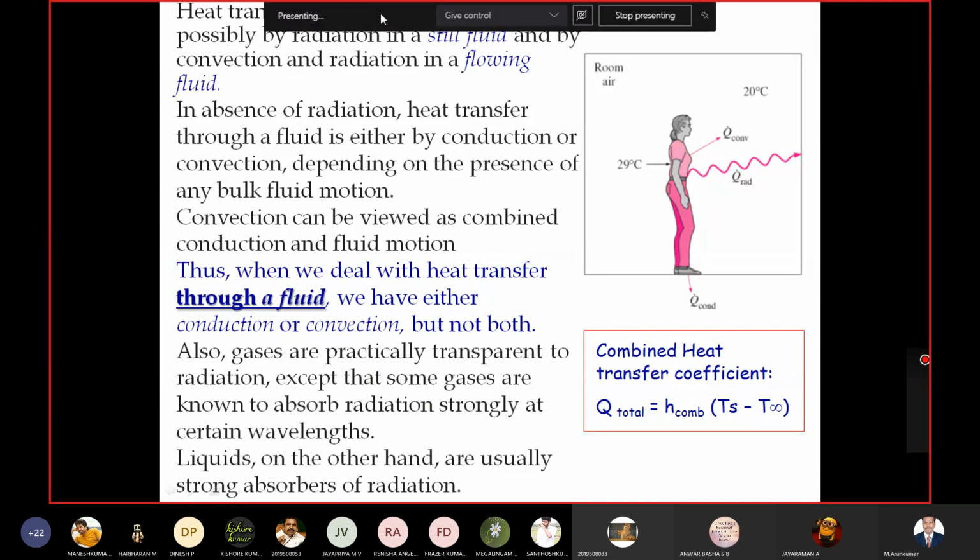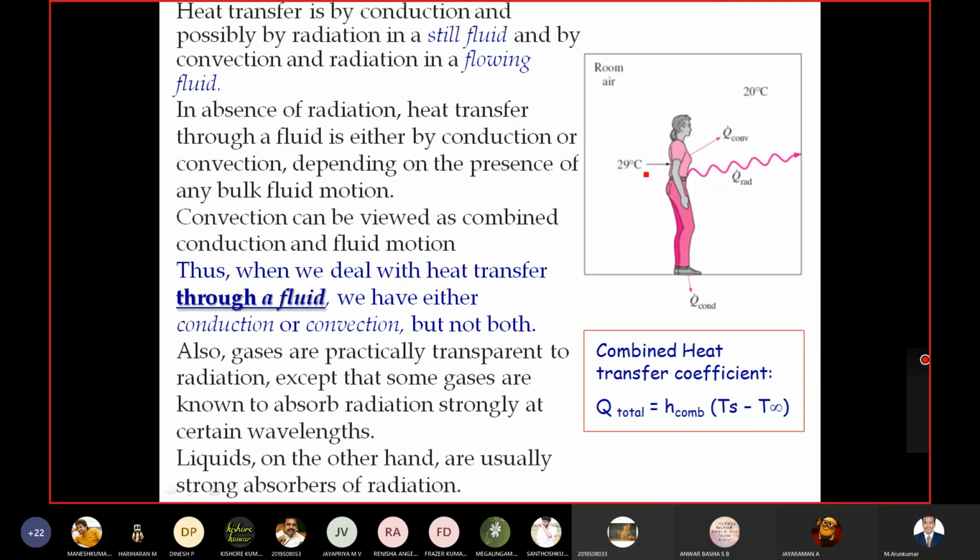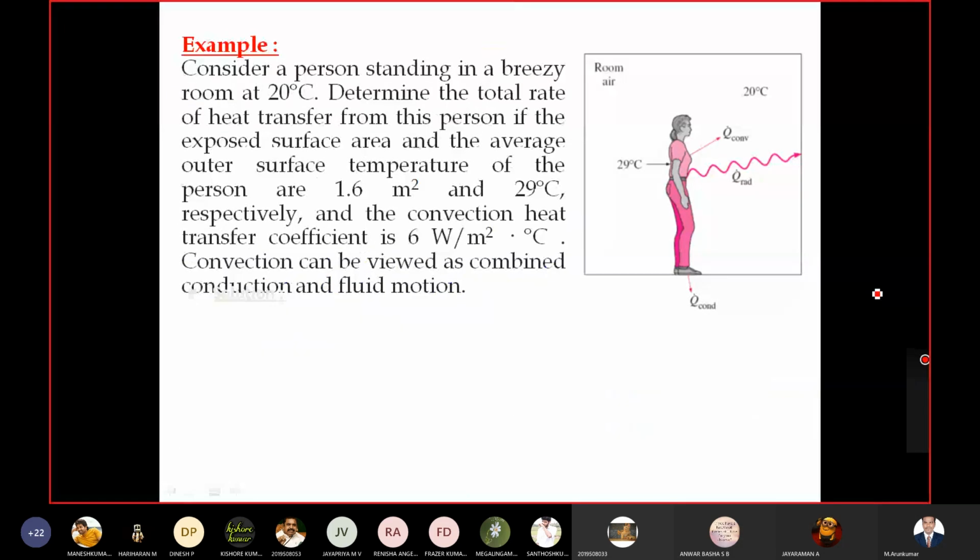Just assume this one. There is a person at 29 degrees Celsius, and there is atmospheric air at 20 degrees Celsius. So there are two possibilities. Conduction will happen here, convection will also be there in the surrounding atmospheric air, and there is a possibility of radiation also. With this problem we can conclude today's class.